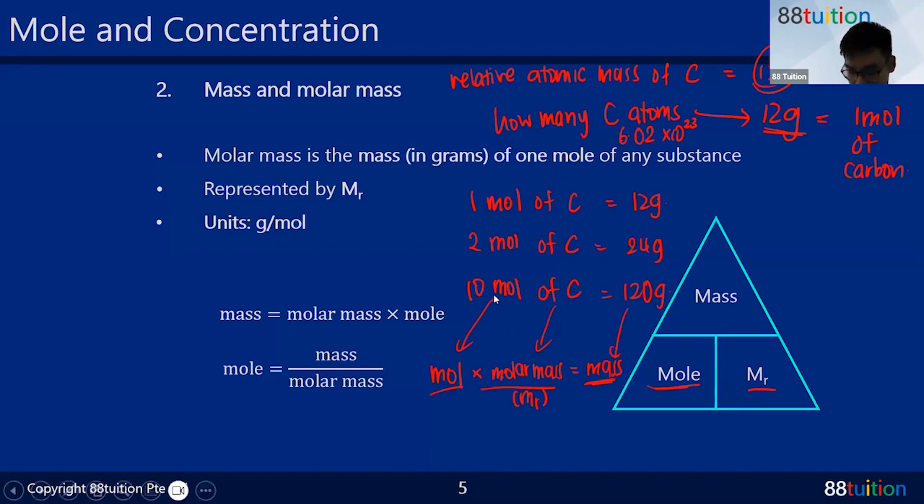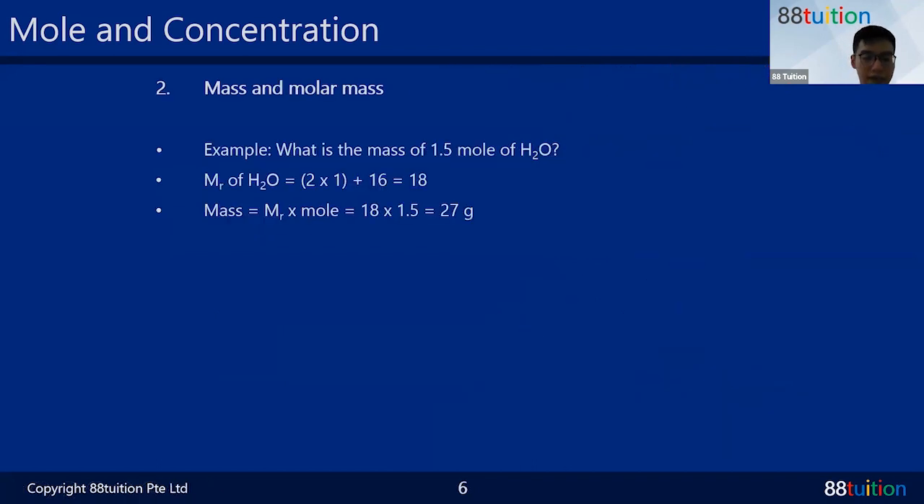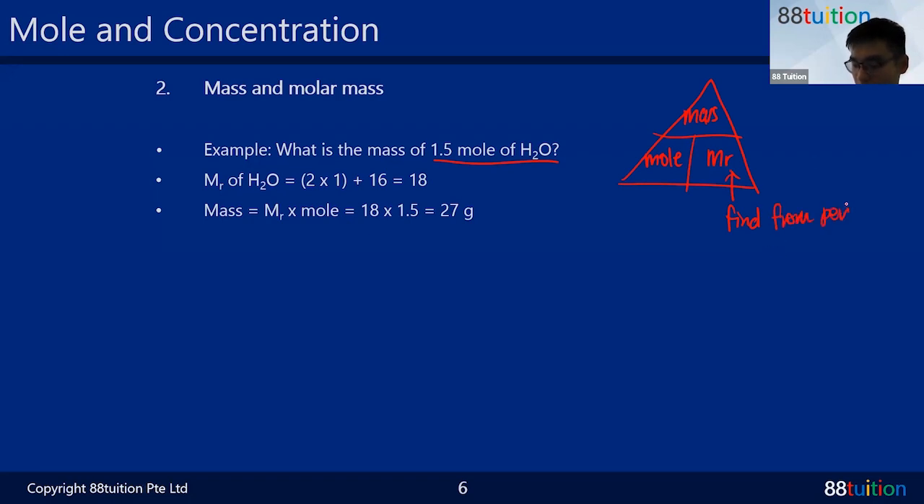So for example, I ask you, what is the mass of 1.5 mole of water? Always remember the triangle: mass on top, then this is mole, and this is MR. And MR you can get from the periodic table. So I want the mass of 1.5 mole of H2O.